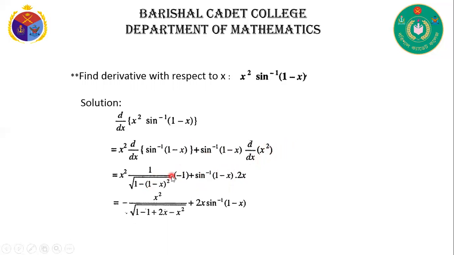Now after calculation, we can write minus x square by root of (1 minus 1 plus 2x minus x square) plus 2x sin inverse (1 minus x). Then finally we can write 2x sin inverse (1 minus x) minus x square by root of (2x minus x square). This is our required answer.